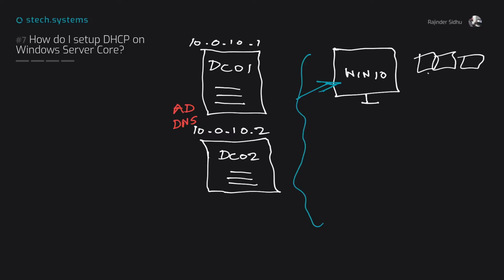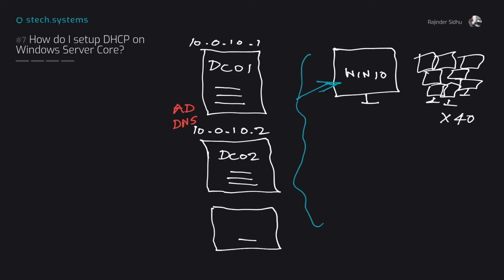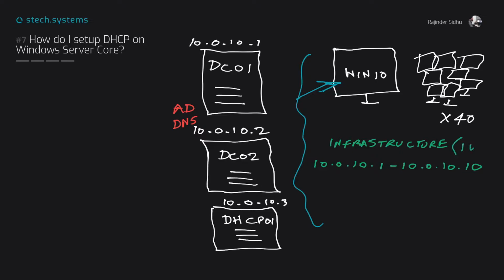The office needs 40 Windows 10 PCs for staff to use, and Ted wants them to get their IP addresses automatically instead of assigning them manually like he did for the two domain controllers. For this, he needs a DHCP server and a plan for how IP address ranges will be allocated to devices on the network. He will leave 10 addresses for the infrastructure servers, like the two domain controllers and DHCP server.